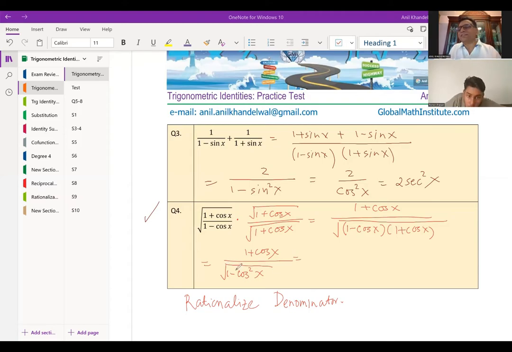1 minus cos square x is sine square x. And the square root of sine square x will be sine x. So I could simplify this particular expression as 1 plus cos x over sine x. Do you see that? So that is how we could work with trigonometric expressions and simplify them. This time we used the strategy of rationalizing the denominator.